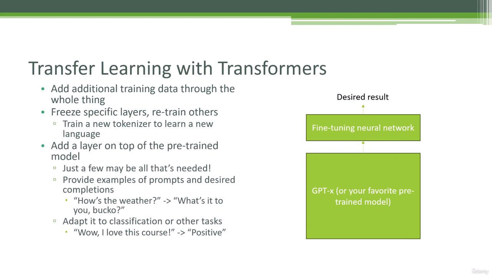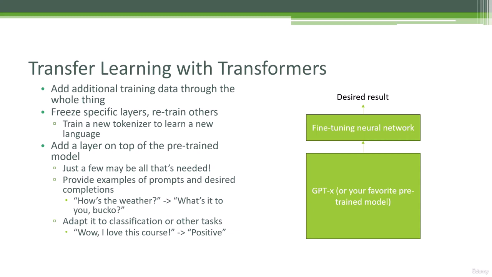Or you can add a layer on top of the pre-trained model to do something more specific, and just a few layers may be all that you need. Often just a few examples, like 20 or so of what you want it to do, is all it needs to fine-tune this thing if you throw that at the top. So for example, I could have a sarcastic and kind of mean-spirited LLM and just train it with some examples, like ask it how's the weather, and it'll say, what's it to you, bucko? And it will just learn to have that tone of voice when it talks to you going forward, if you give it a few examples of how to do that.